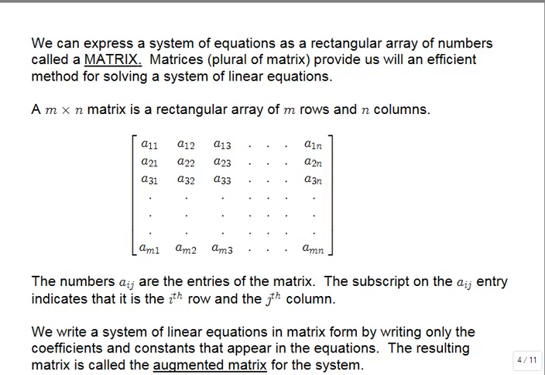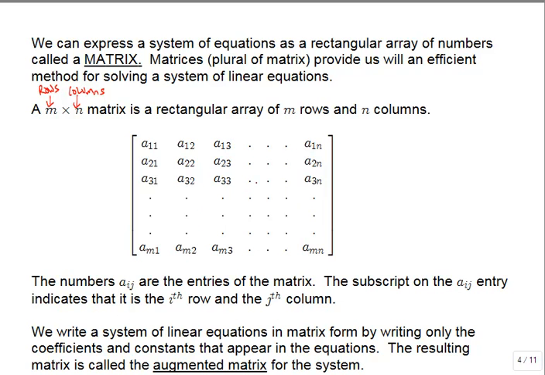We say that an m by n matrix is an array of m rows and n columns. So this first number is always the number of rows in your matrix, and the second number is always the number of columns in your matrix. So this has m rows going across and n columns going down.